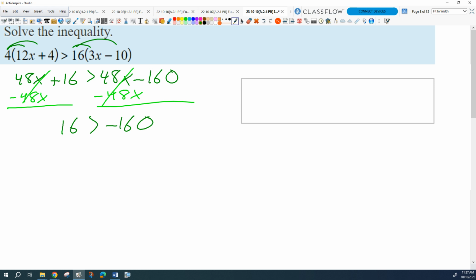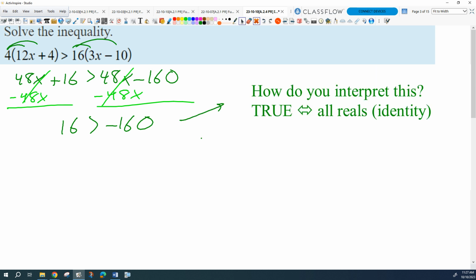Put those two ideas together. It doesn't matter what the value of x is. It's always going to be true, right? So doesn't that mean that this is an identity and that any real number would work no matter what I plug in? It's always going to make this true, okay?